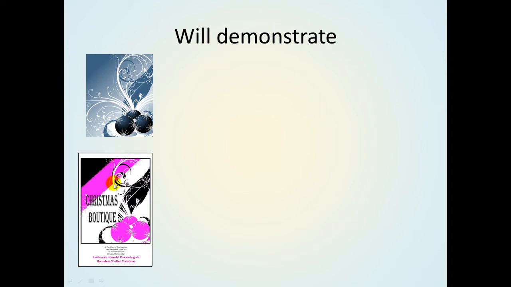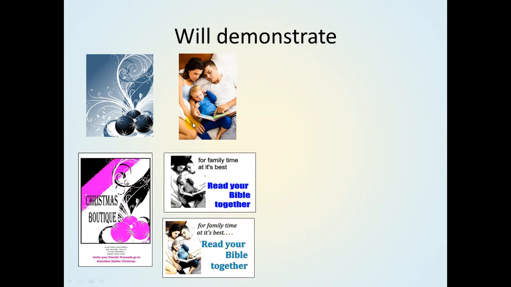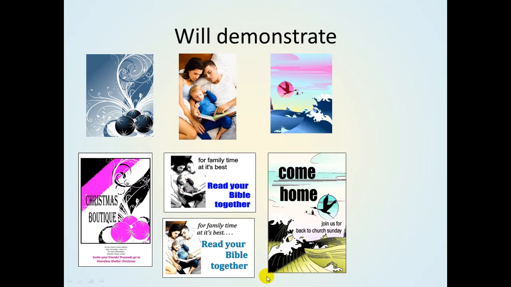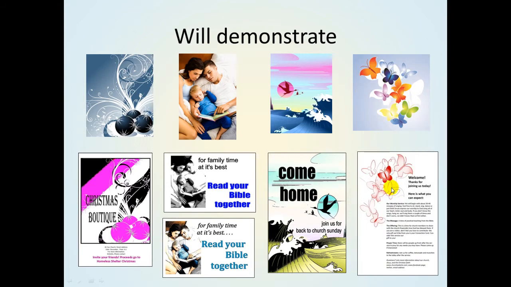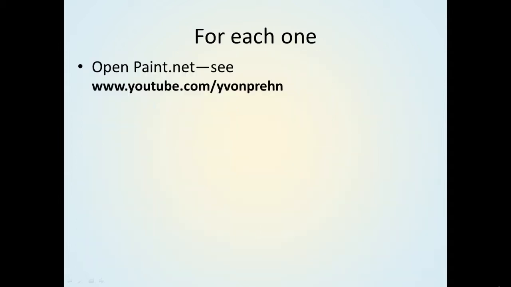Now, what I'm going to demonstrate to you is how I made modifications with the images that I'm going to show you in just a minute. All of them came from the Microsoft website. All of them were free. I took this image and turned it into this example that you might use for, say, a Christmas boutique. I took this family photograph and turned it into two different styles of images for a family Bible reading program. I took this image and turned it into a flyer for Back to Church Sunday. And finally, this image, I simplified it for a very simple and inexpensive church bulletin. For each one of these, I used the same process.